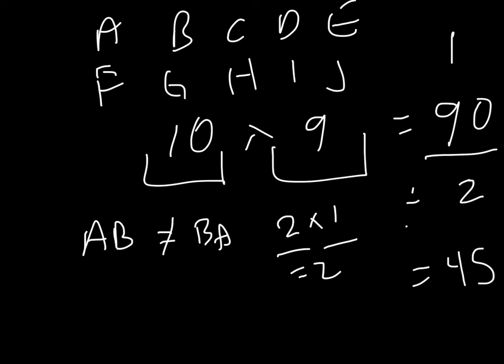So there are 90 total ways to pick 2 letters. But there are 45 total ways to pick 2 letters if the order of the letters I picked doesn't matter. So hopefully that helps you with that part. And then look at the simulations video as well, and then we'll talk about it tomorrow before you quiz.